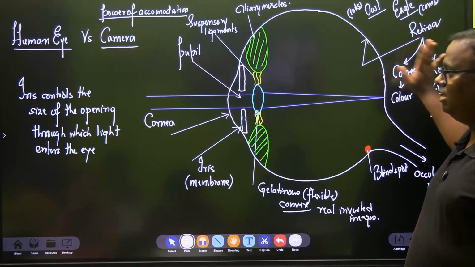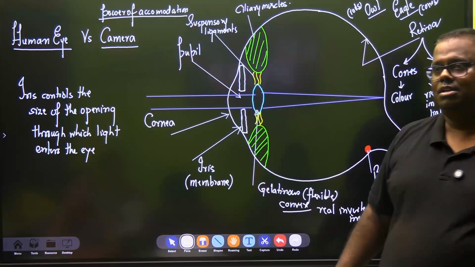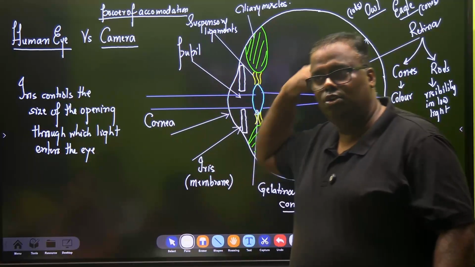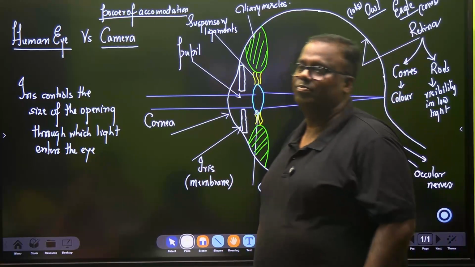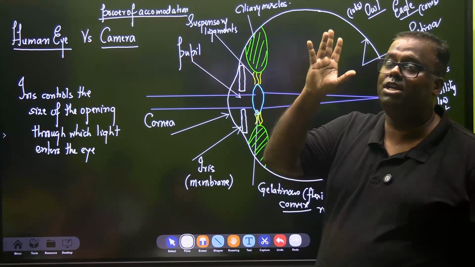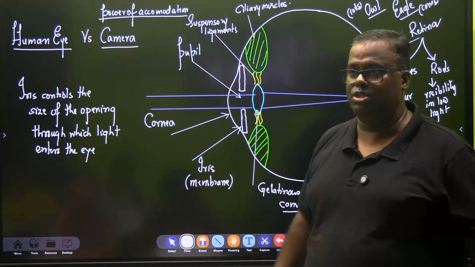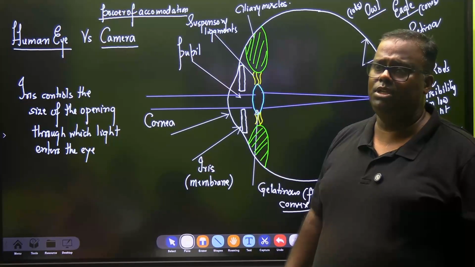Yes, any question related to the eye before we go to defects of vision? Ocular nerves are connected to your brain. So if it's damaged, or even if a single thing happens to your ocular nerves, you will have sensory imaging issues. There are many types of imaging issues.